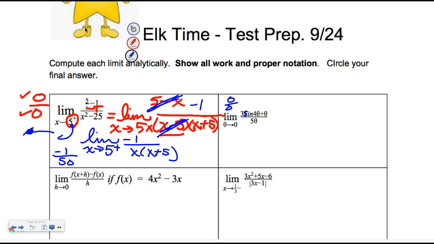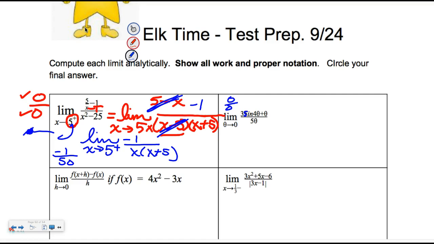The 3 I can't pull out front because it's not with the theta. So I can't pull it out because it's not with this. I could pull out the 1/5 because that's on the bottom. I could do that. But even before I start doing that, if it makes a heart, break it apart.